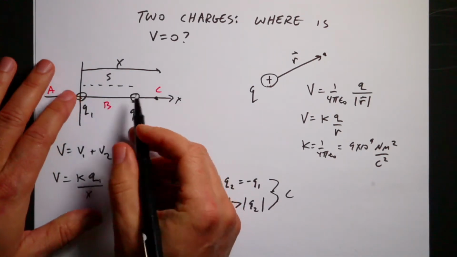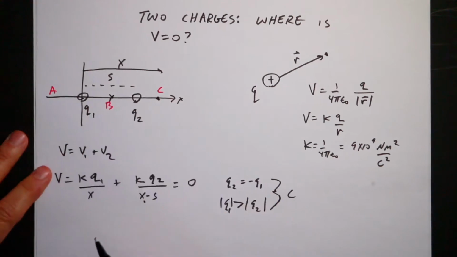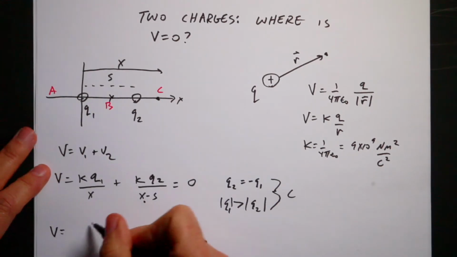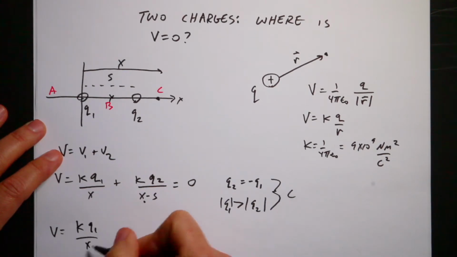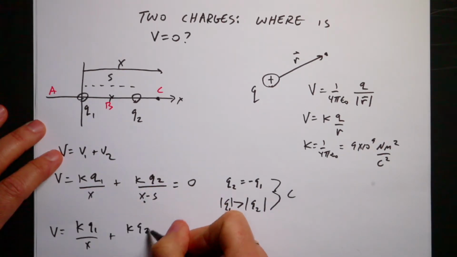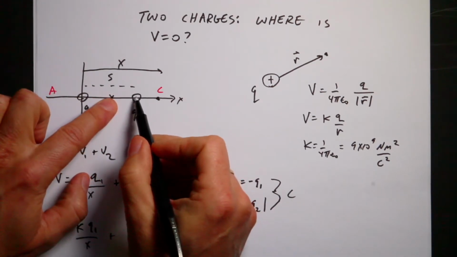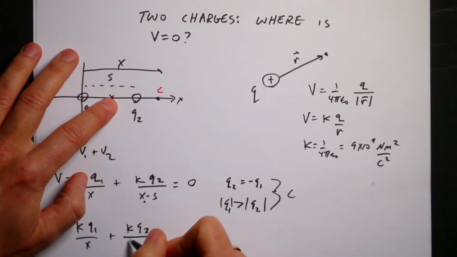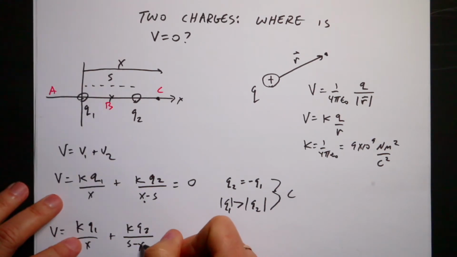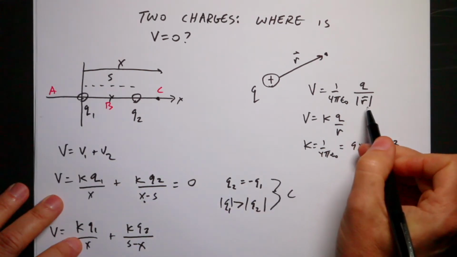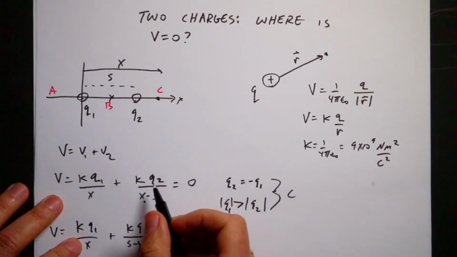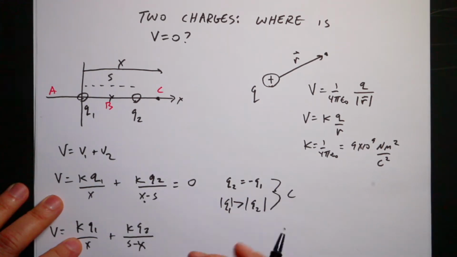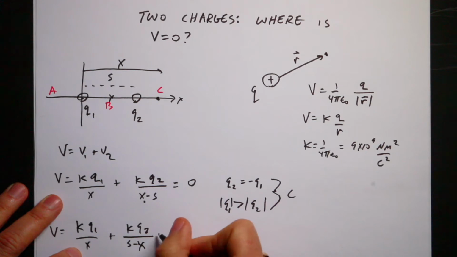Well, in region B, if I pick a location right there, I could say V equals the electric potential due to charge 1, K Q1 over X, plus K Q2 over, now X is going to be less than S. So really what I want to divide by is S minus X, because this is the magnitude of the displacement vector, and it has to be positive. You can't have a negative magnitude. I could put the absolute values around that and that'd be okay. But this is the way it's going to be here, and that's going to be equal to 0.